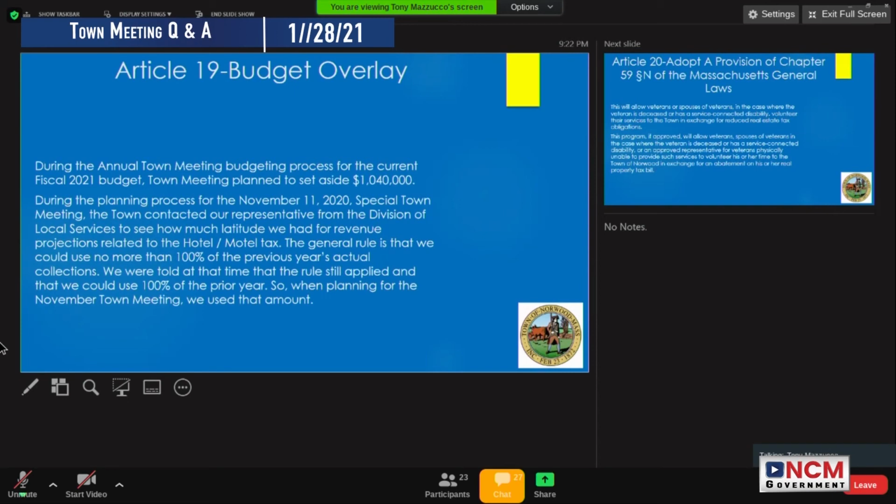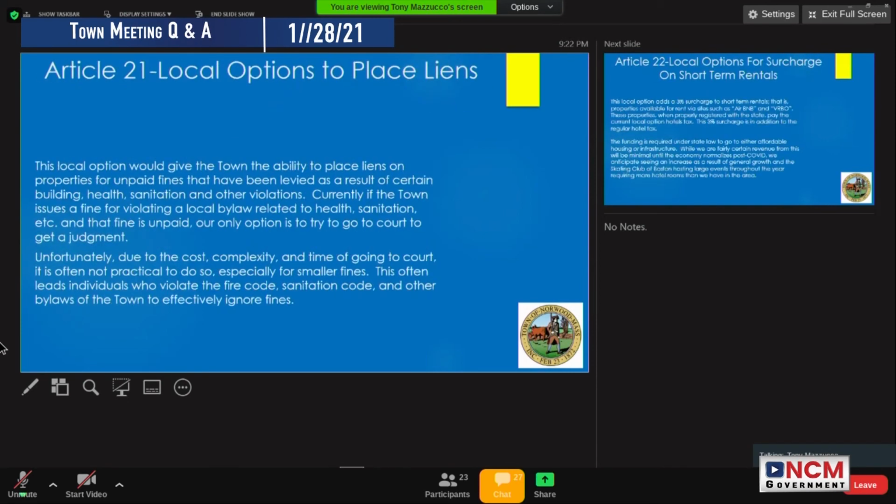All right, we'll jump on to Article 21. Article 21 is a local option which allows us to place liens for unpaid fees and fines. So currently, if let's say the health department issues you a fine for having trash on your lawn and you choose not to pay that fine, realistically, the only way the town ever can collect some of those fines is by going to court. It rarely, if ever, makes sense to go to court, especially even if the fines pile up, even if they're daily fines.